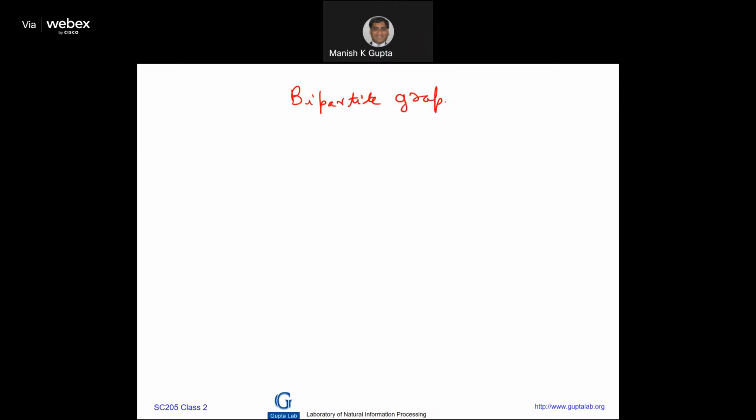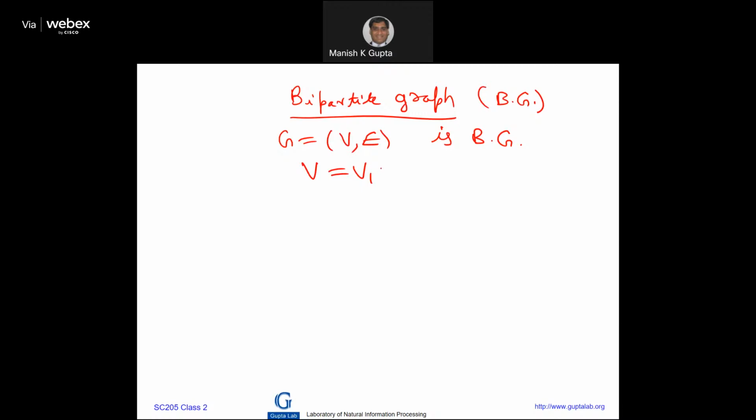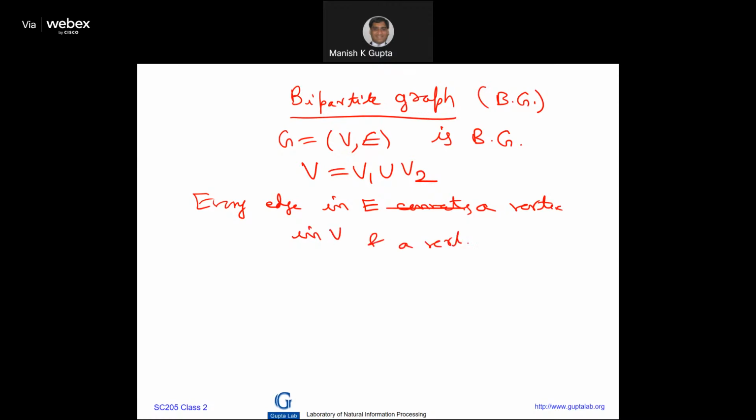Bipartite graph. A graph G = (V, E) is a bipartite graph if the vertex set can be decomposed into two vertex sets V1 and V2 such that every edge in E connects a vertex in V1 and a vertex in V2.